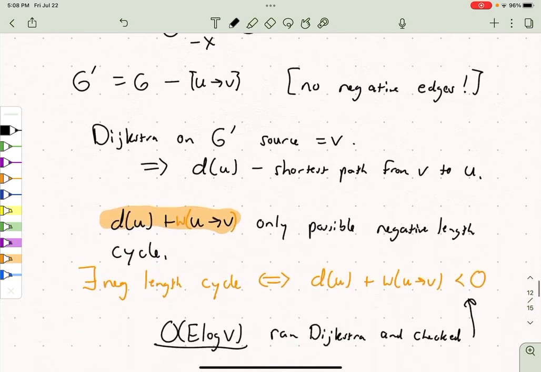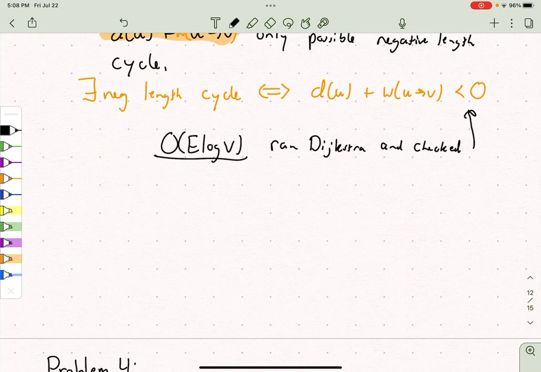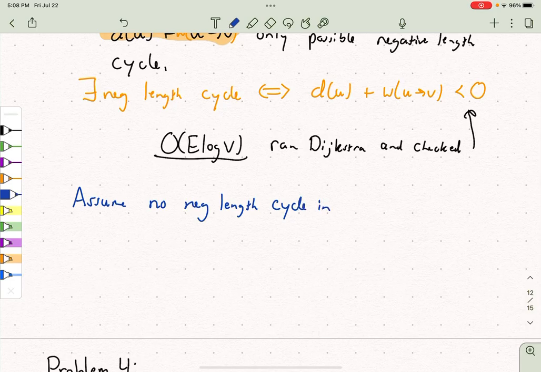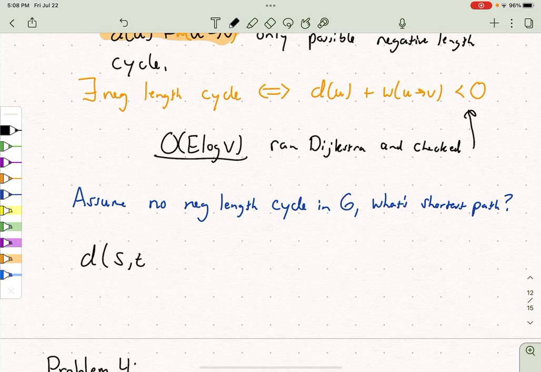Then what's the shortest path? So now let's assume no negative length cycle in G. What's the shortest path? Well, there's two options. So the shortest path, which I'll say d of s to t, is going to be the minimum of two possibilities.